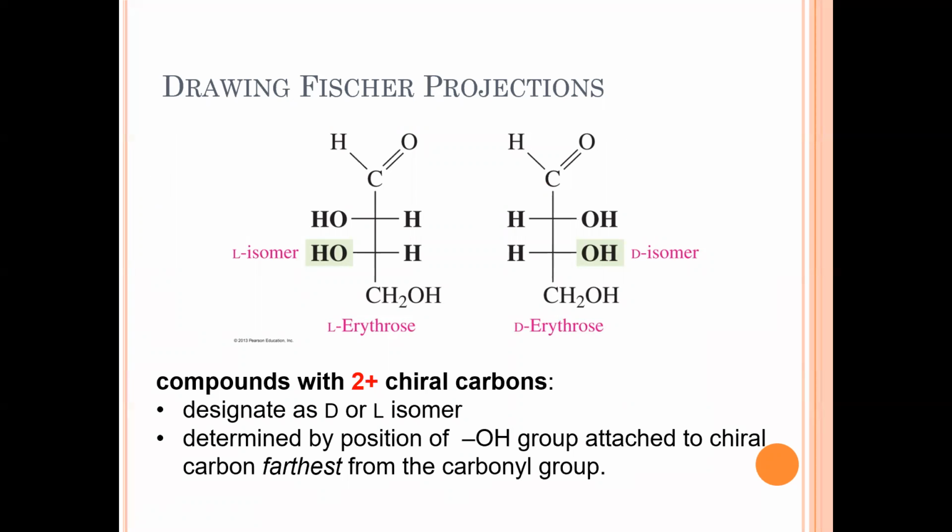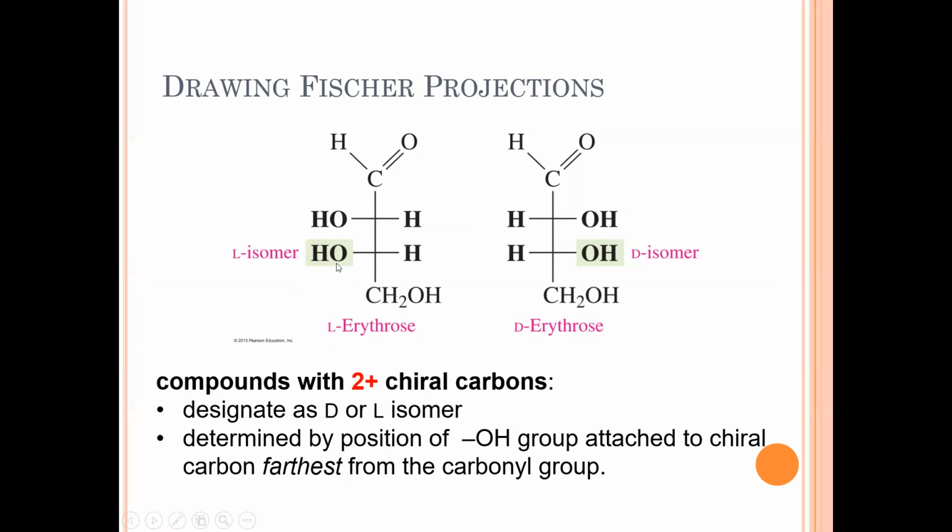So here's our Fischer projection. You don't have to worry too much, but they go up and down. And our aldehydes are going to be at the top because they're the most oxidized group. And then on the sides, you have these hydrogens and our hydroxyl groups, OH. Now, what we can do is if we have a compound with 2 or more chiral carbons, so these 2 in the center technically are considered chiral, that means that we can designate an isomer in an L or D arrangement, depending on where this OH group is.